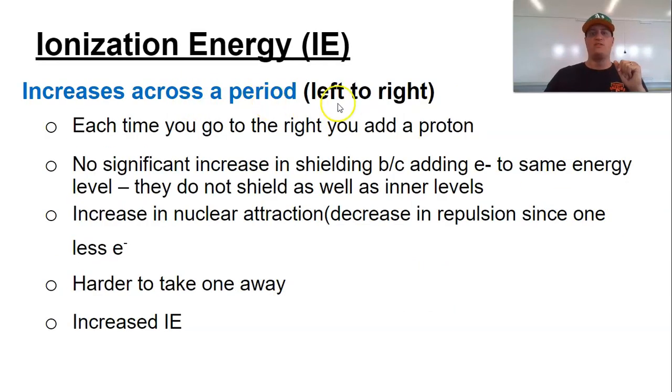This increases across the period, left to right. Each time you go, you're adding a proton. Got that. No increase in shielding because it's the same energy level. They don't always do the same at inner levels. Increasing nuclear attraction. You're decreasing in repulsion since there's 1 less electron. So harder to take 1 away, or more than 1 away, because you've increased electrons. So if you got 2 electrons out here and you remove 1, it's gone, then the remaining electron is going to be able to get closer, which means the subsequent ionization energy is going to be higher.